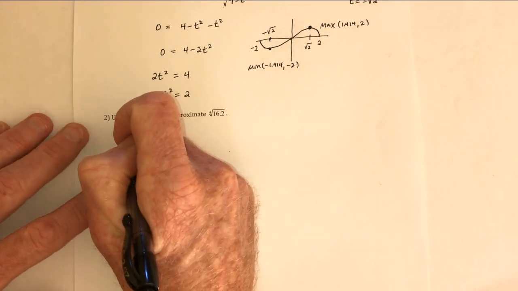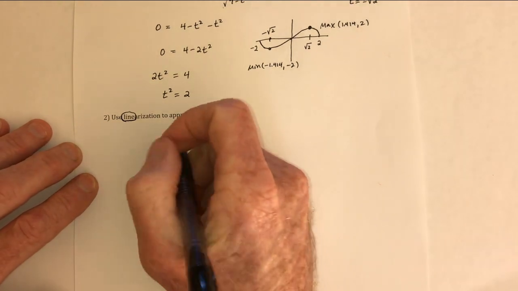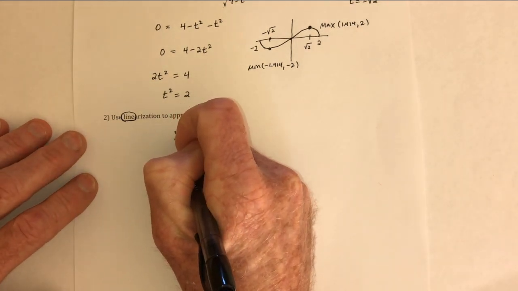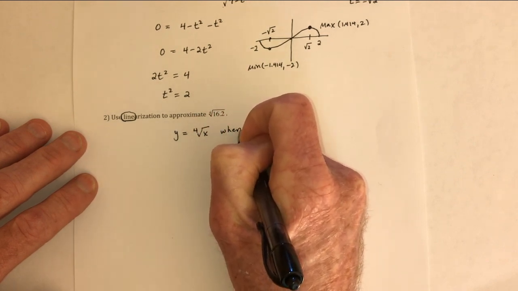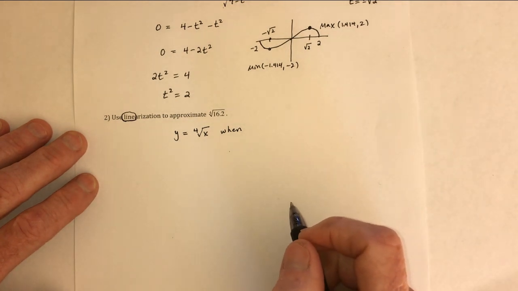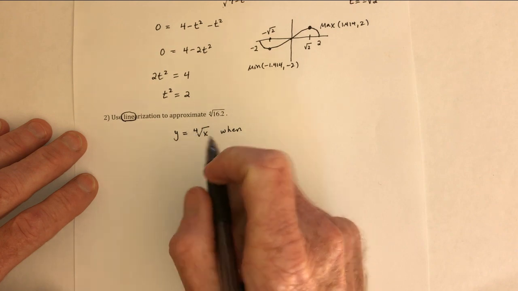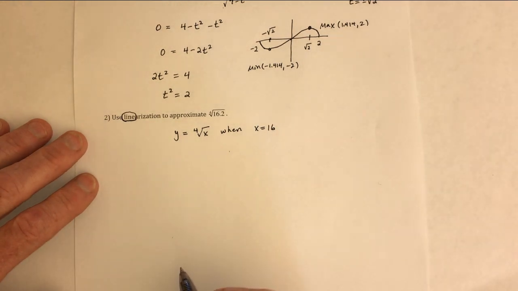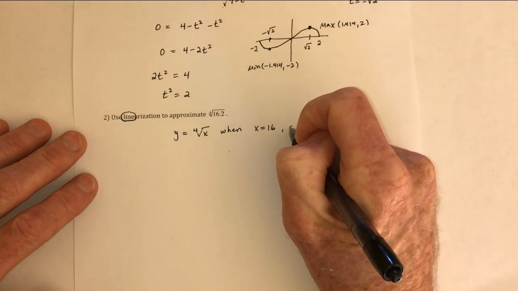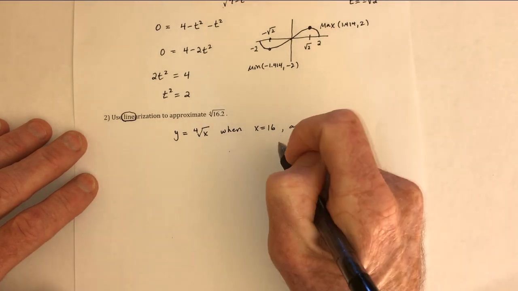Next, use a line to approximate this. So first of all, the function is going to be the fourth root of x. And then the idea is you should be able to calculate this even without a calculator. So pick a number that's close to 16.2 that you would know the fourth root of. So that would be when x equals 16. And then the fourth root of 16 is 2. So we now have a point.